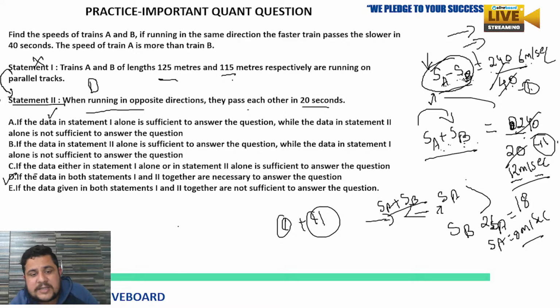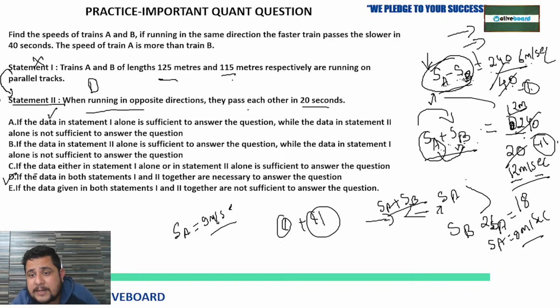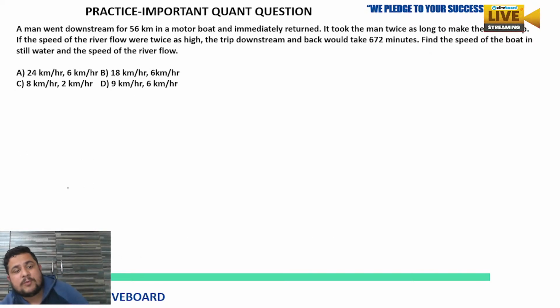Now if we know the speed of train A, which is 9 meter per second, and we know that the sum of their speeds, SA and SB, is equal to 12 meter per second, then the speed of train B will be what? 12 minus 9 means 3 meter per second. That I also calculated for you. Okay, let's move on to the next question.